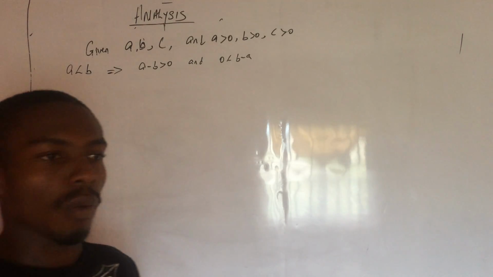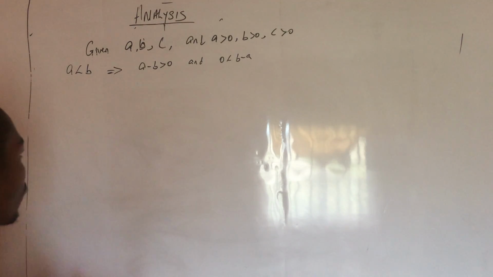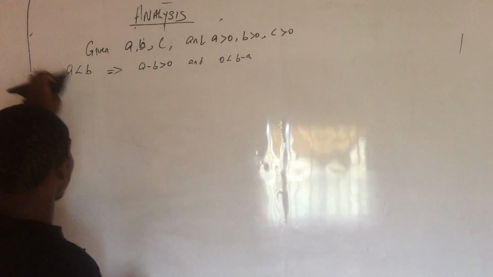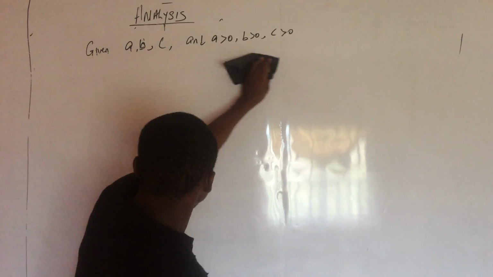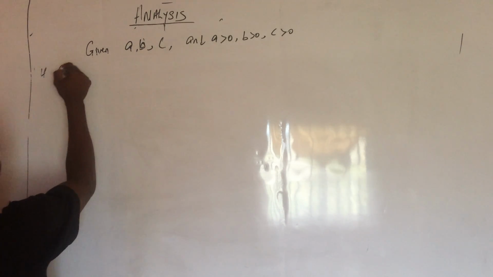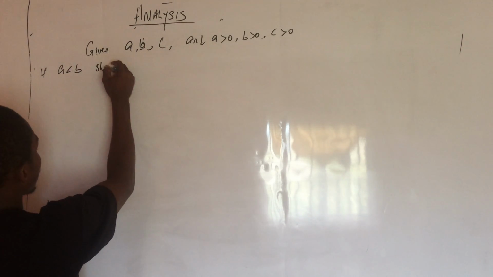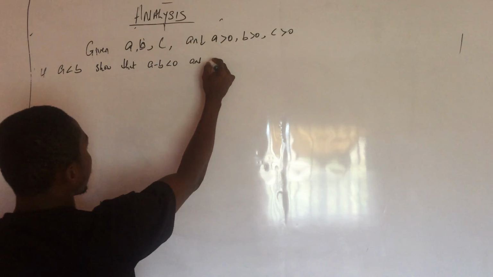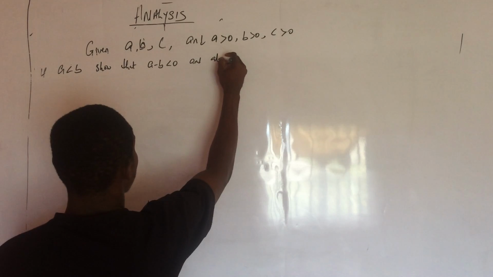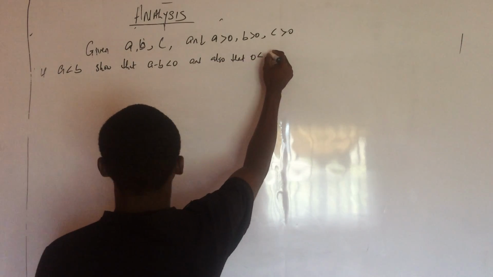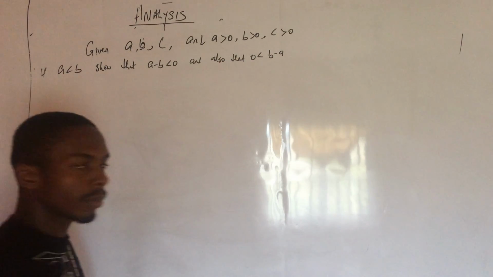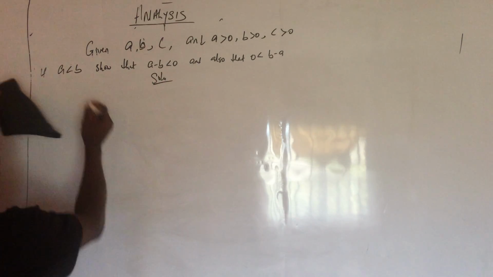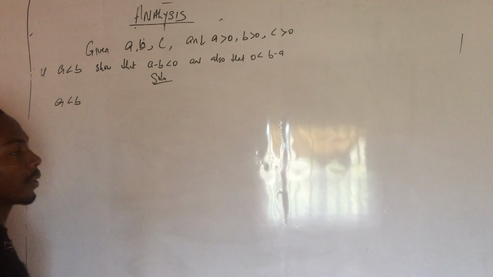How sure are we? Now let us solve this. If A is less than B, show that A minus B is less than 0, and also that 0 is less than B minus A. So let's go back to the solution. What does it say? We have A less than B.